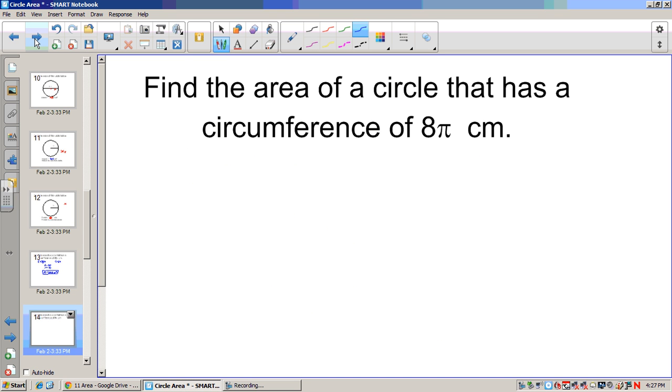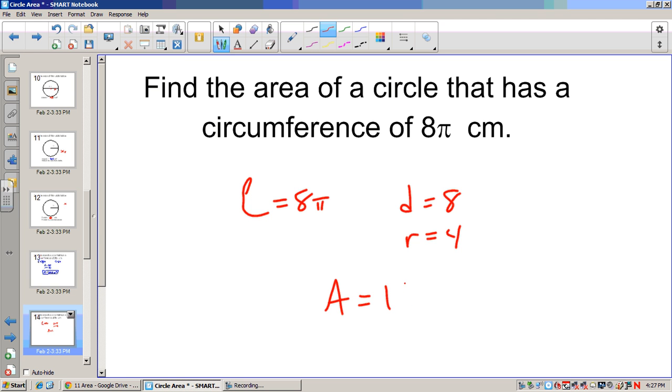Find the area of a circle that has a circumference of 8 pi. So take a second, pause the video, and see if you can do this one on your own. We have the circumference of 8 pi, so my diameter is 8, my radius is 4, so my area is going to be 16 pi centimeters squared.